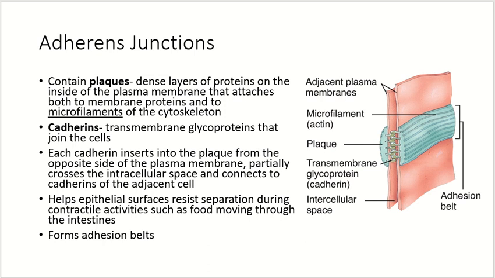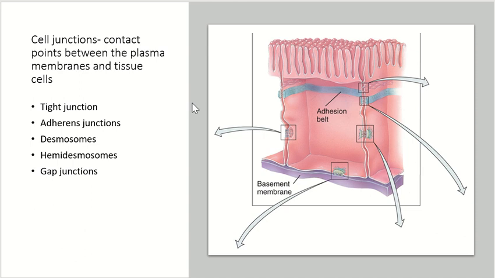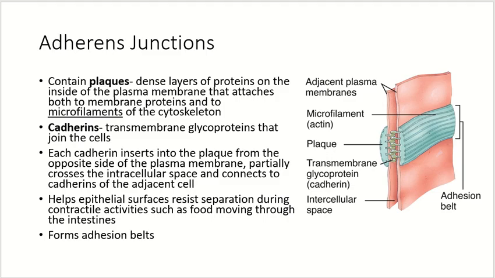These types of junctions are going to help epithelial surfaces to resist separation that could potentially happen during contractile activities, things like food moving through the intestines. These are also going to form something called an adhesion belt, and you can see these adhesion belts forming. They wrap around the cell, which we can see if we go back here. We see our little adhesion belt from our adherens junction here. So that's our adherens junction.